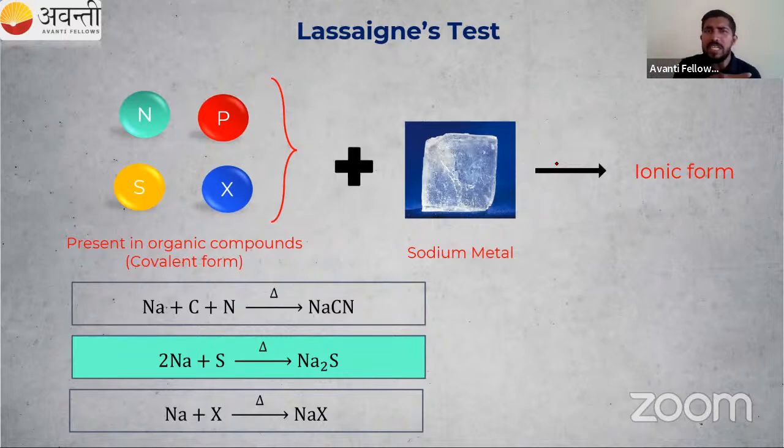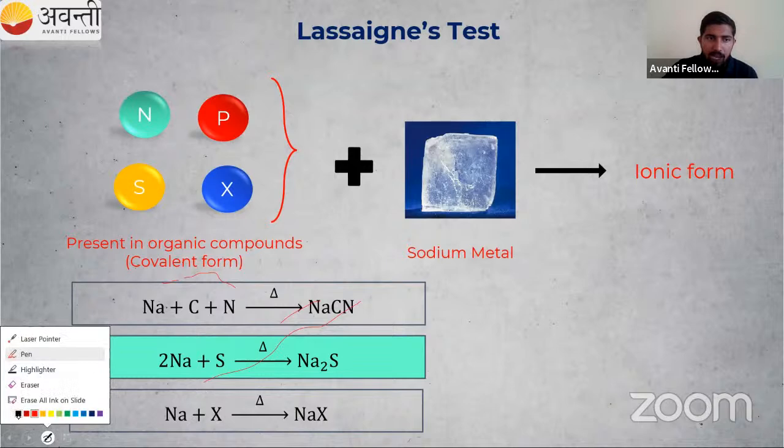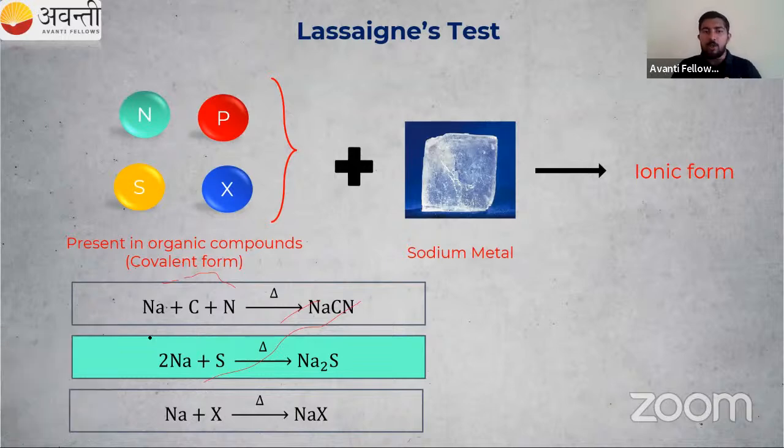So why are we treating the organic compound with sodium metal? These elements in our organic compound are in covalent form. So we are converting them into ionic form. Why ionic form? It is more reactive, so reactions will be easier. Suppose in our organic compound there is carbon, and nitrogen is also present. Then sodium, carbon, nitrogen combine, so sodium cyanide is formed here. Sodium cyanide. So that was a previous year question.